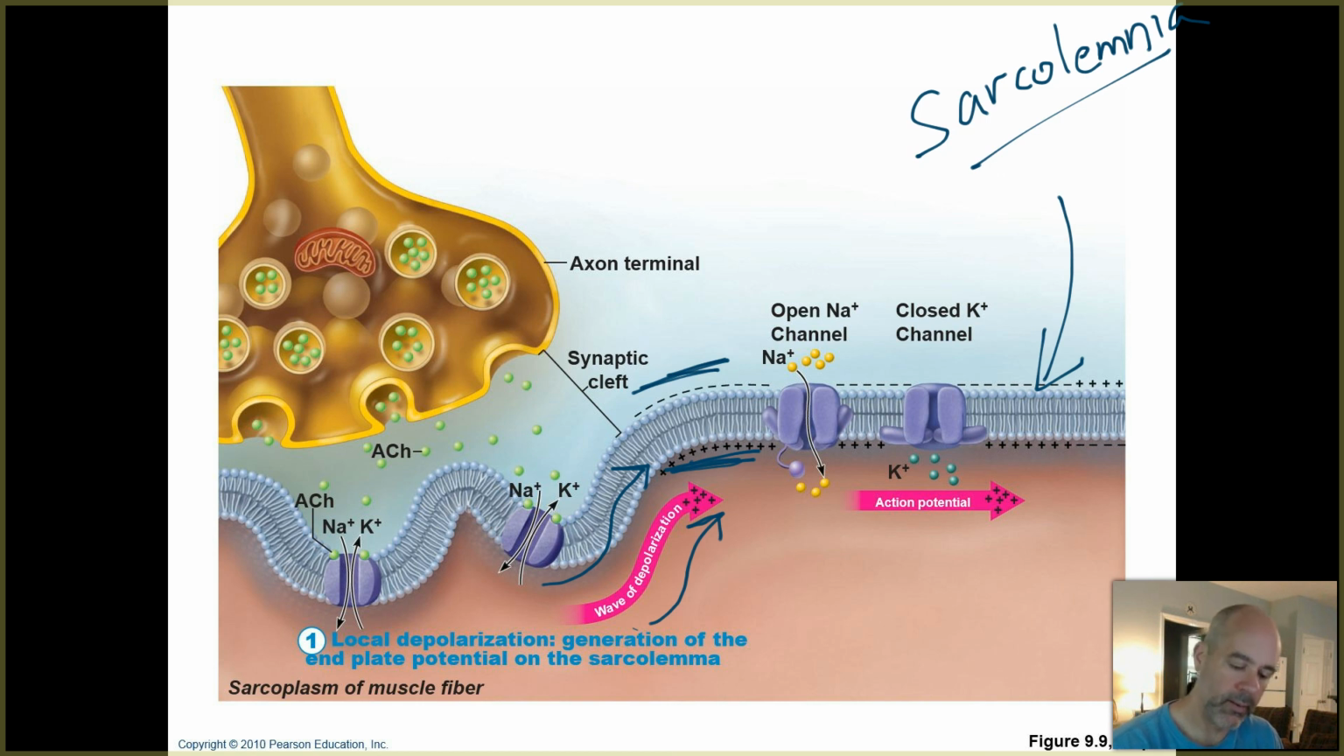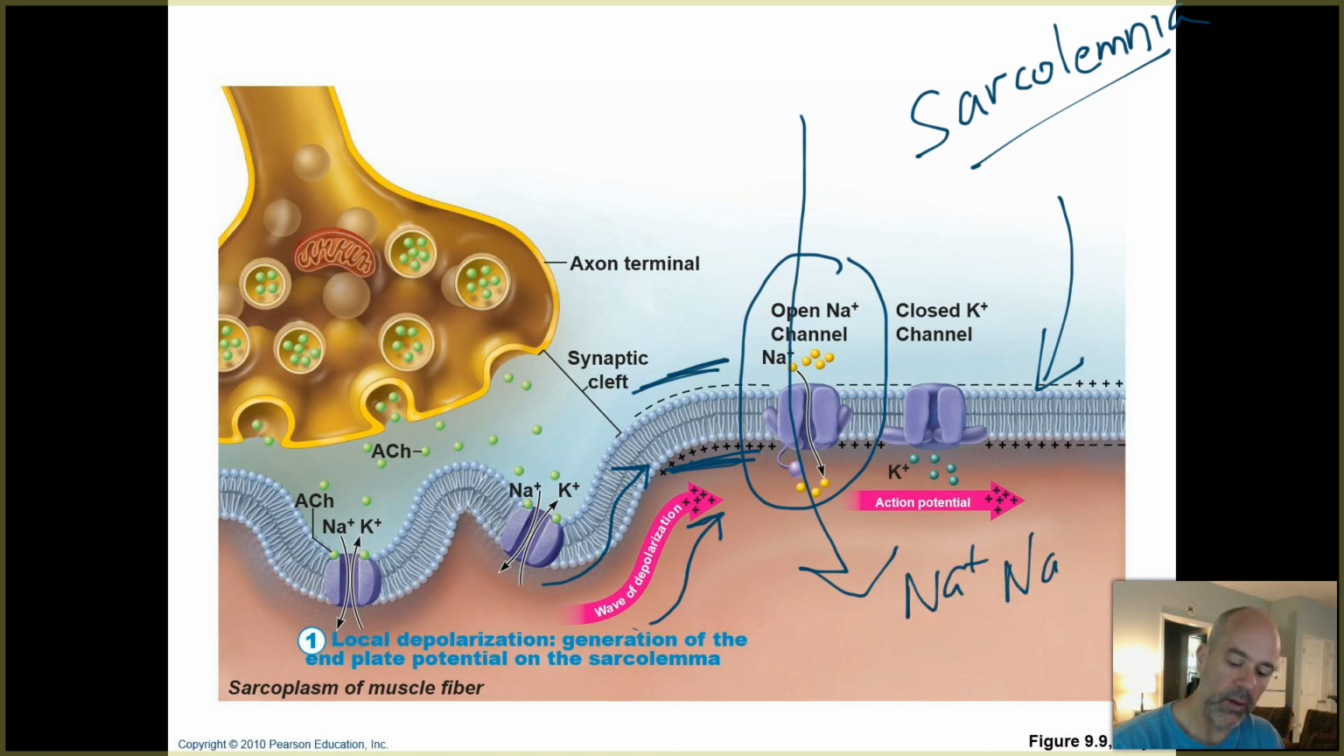Well, guess what? You have voltage-gated sodium channels sitting in the sarcolemma, just like we had in the motor neuron. They open up when you reach threshold. Sodium ions come rushing in, just like what we had occur in the motor neuron. So just like what happened in the motor neuron, you're going to start out down here way below zero.